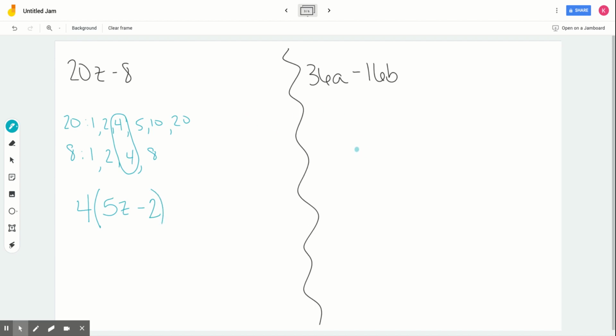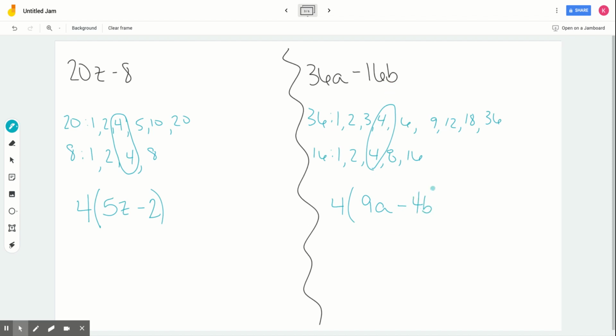On the next one, go ahead and try listing the factors on your own to see what will go on the outside of the parentheses. If you've listed all of your factors here, we can identify that the greatest common factor of these two numbers is 4. So 4 times what makes 36a? That would be 9a. 4 times what makes negative 16b? That would be negative 4b.